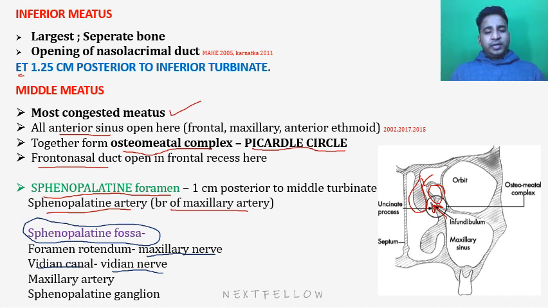So the sphenopalatine fossa has some important structures. The first one is the maxillary nerve, then comes the vidian nerve, and then comes the maxillary artery. I have already discussed that the sphenopalatine artery is a branch of the maxillary artery which exits through the sphenopalatine foramen and enters into the nose, and this artery is a major contributor to the blood supply of the nasal cavity. In most patients, the area of bleeding in the nose is either Little's area or the branches of the sphenopalatine artery. And another structure is the sphenopalatine ganglion. So I hope this is clear.